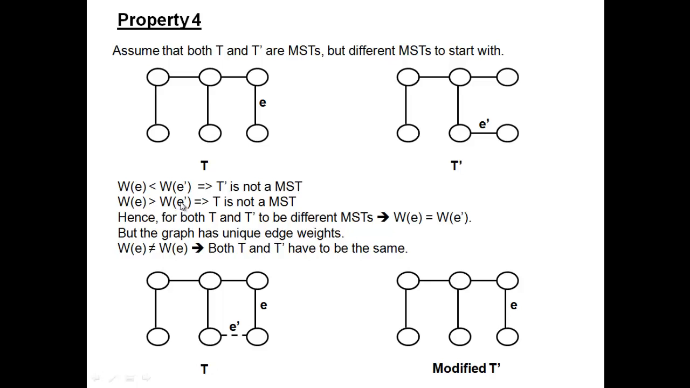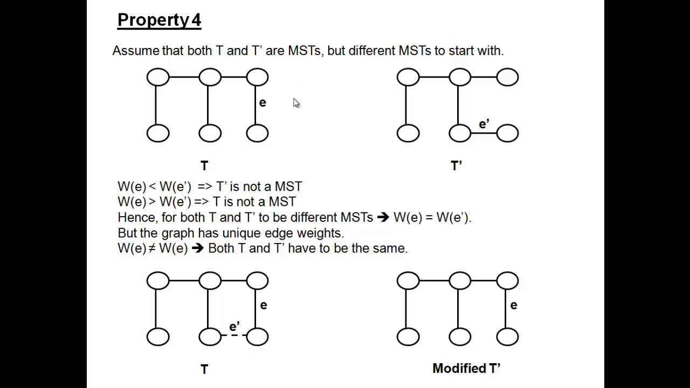Because remember again that edges don't have the same weight. All edges have unique weights. So the weight of E cannot be equal to the weight of E prime. So the first case is ruled out, because if you want to maintain T prime as a minimal spanning tree, then if you go with the second one, the weight of E is greater than the weight of E prime like this, then I could as well retain E prime and remove E from T, making T no longer a minimal spanning tree to start with. But again, a contradiction, where we assume that T and T prime are minimal spanning trees.